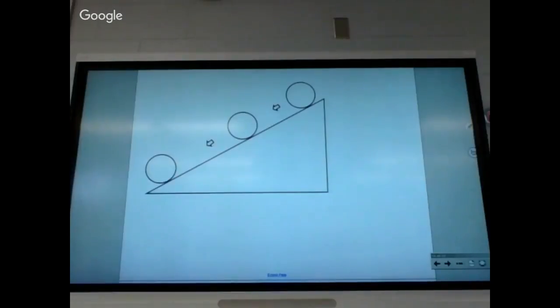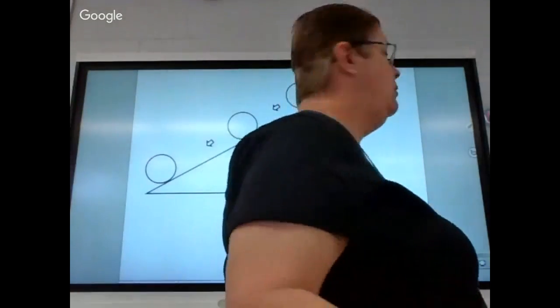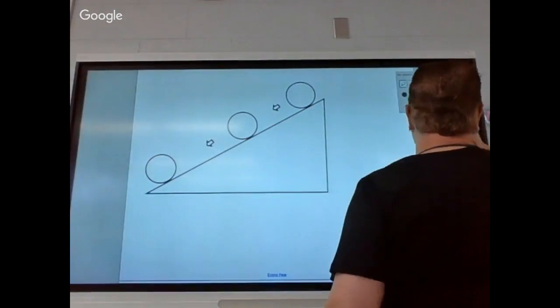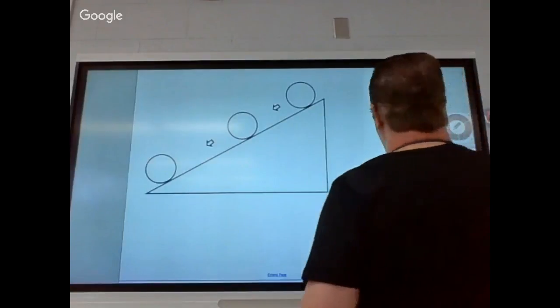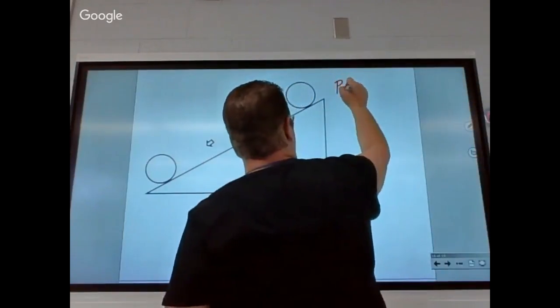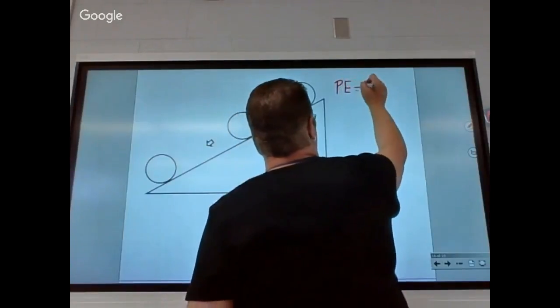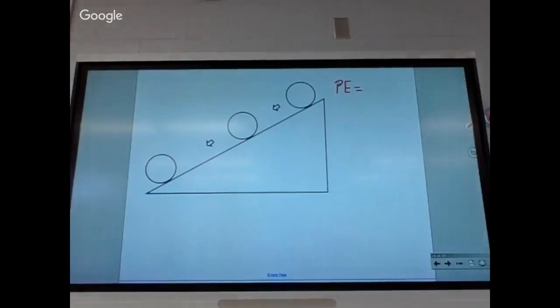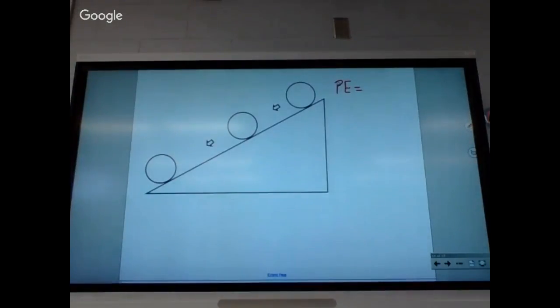All right, so we need to talk about how to find maximum potential energy, minimum potential energy, maximum and minimum kinetic energy, and where these things increase and decrease. Now, when we talk about potential energy today, what was the key word that we wrote down for potential energy last week? Anybody remember?